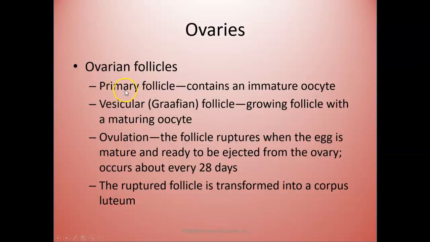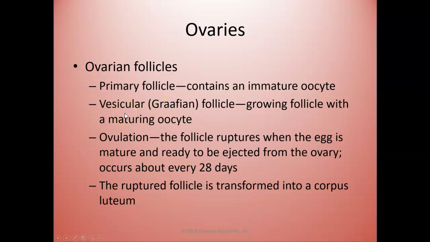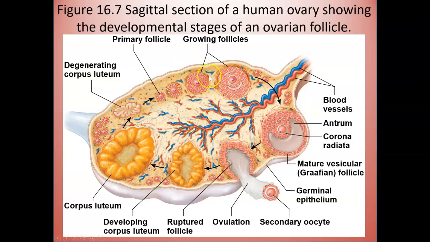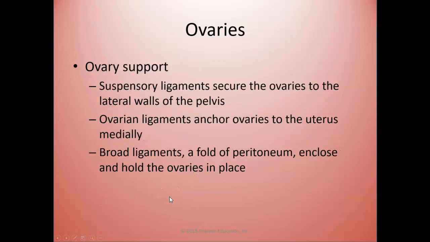All right, so the primary follicle contains that immature oocyte. That's what we saw back over here. And then there are vesicular or Graafian follicles, which are growing follicles with mature oocytes. So these are the ones over here. And then ovulation ruptures the follicle when the egg is ready, and this happens roughly every 28 days. The ruptured follicle is transformed into a corpus luteum, as we mentioned.